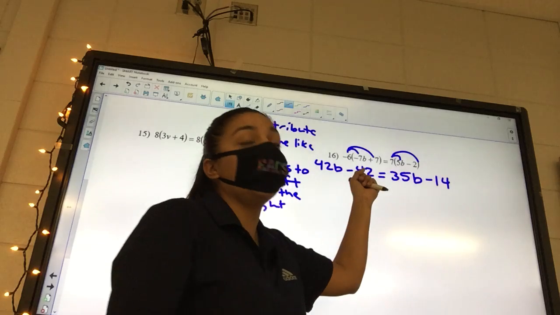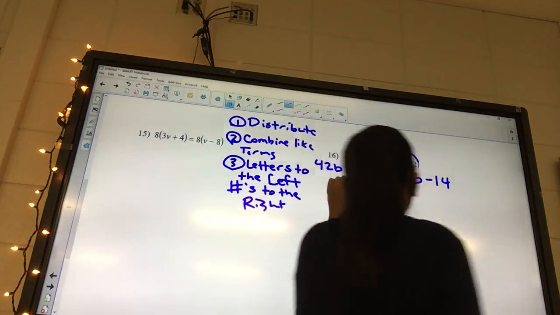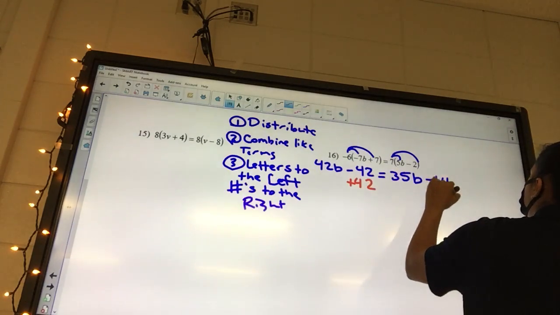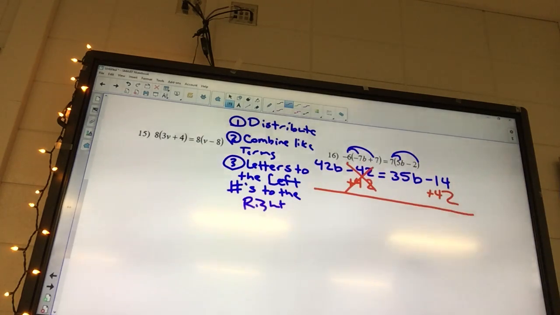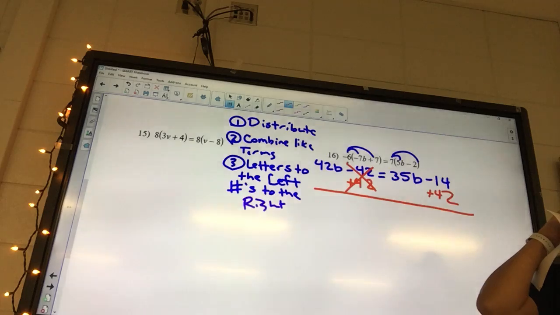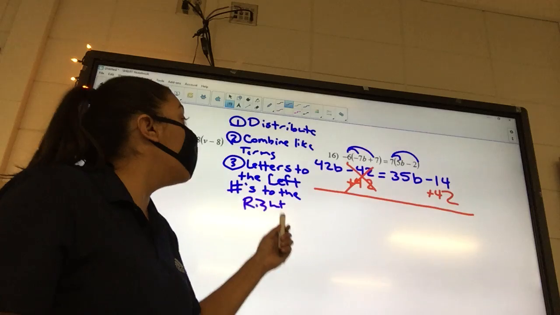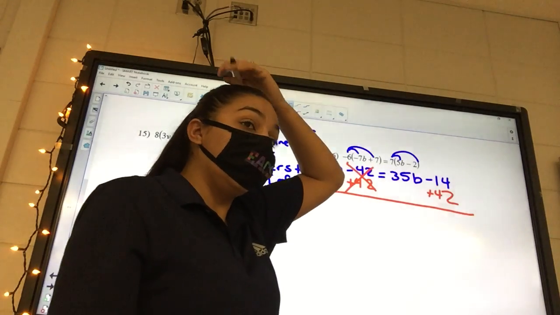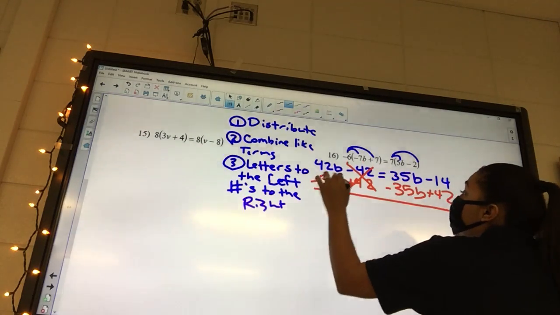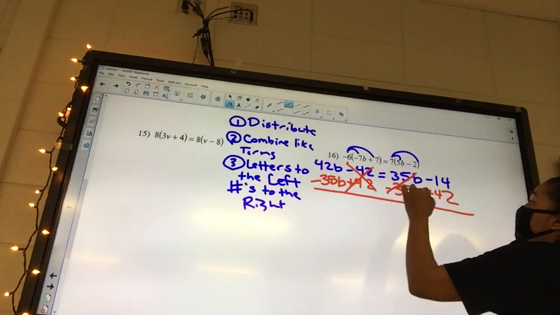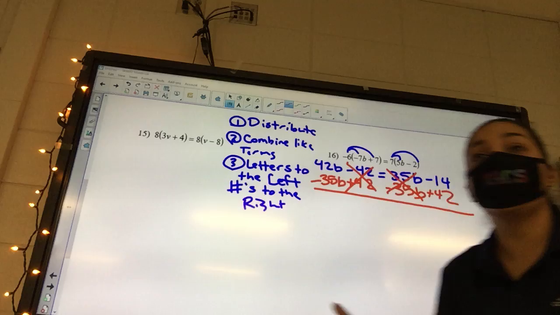Look at the next one. Minus 42. It's a number, so does it need moved? Yes, it needs moved to the right. So we say plus 42, plus 42. These are going to cross out. Let's keep looking. So 35b, is that a letter or a number? It's a letter. Does it need moved? Yes, to the left. So how do I move 35? You subtract it. These ones cross out. So every single time you should have something crossed out on both sides. That's how it should work out.